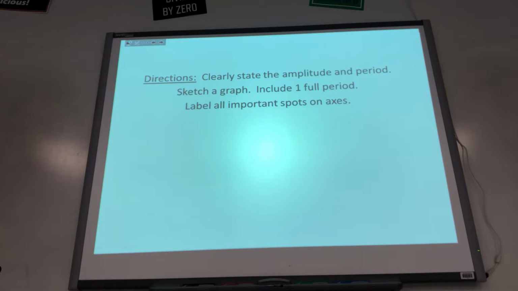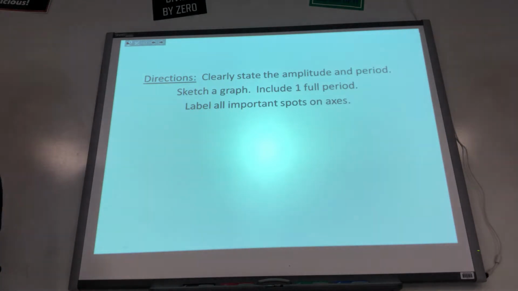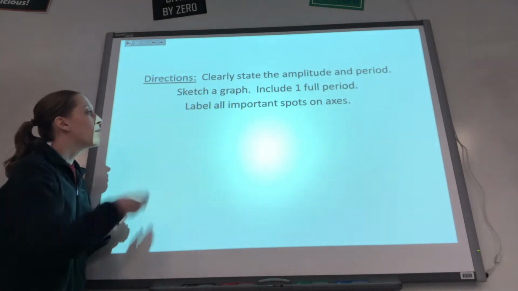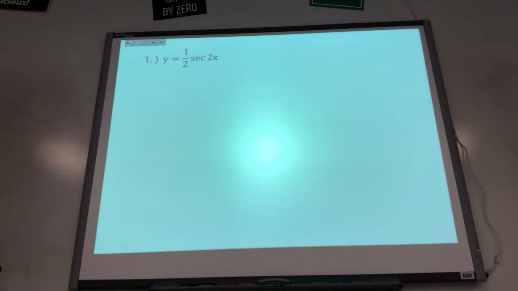Again, amplitude is absolute value of A, but the period, we're back to 2 pi divided by b, because we saw on the graphs earlier that the period for secant and cosecant is 2 pi. Okie doke. I'm going to go ahead and put the first one up here. Like I said, you've already got those directions somewhere in your notes.